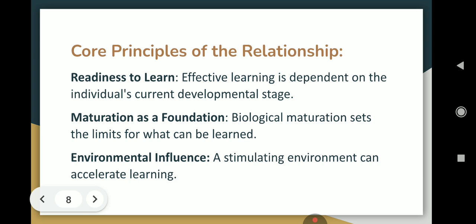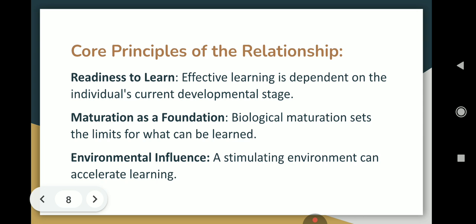However, within these maturational limits, the environment plays a crucial role. A rich, stimulating environment with proper guidance, practice, and experience can accelerate learning and help the child reach the developmental potential more effectively. That is why the environmental influences. A stimulating environment can accelerate learning. If you give a proper environment in which a child can learn, they will definitely learn better.